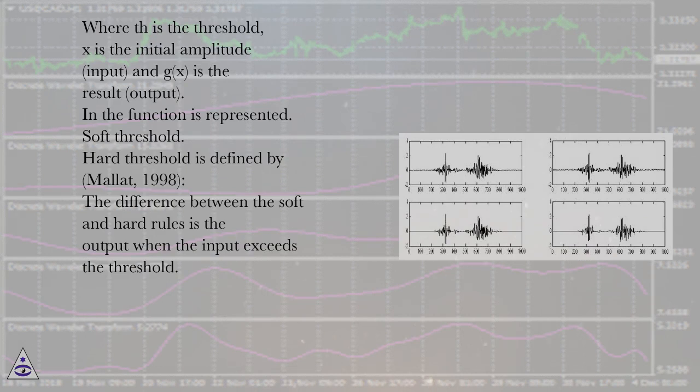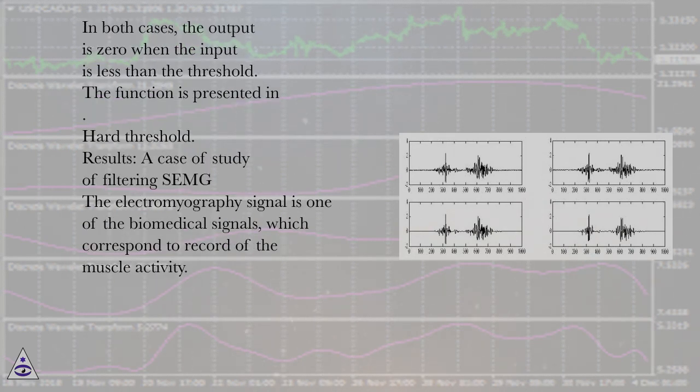Soft threshold. Hard threshold is defined by, Mallat, 1998. The difference between the soft and hard rules is the output when the input exceeds the threshold. In both cases, the output is 0 when the input is less than the threshold. The function is presented in hard threshold.